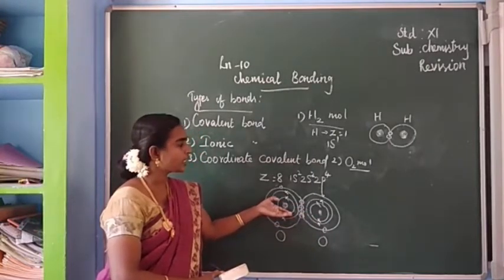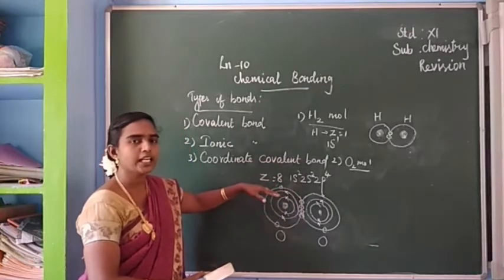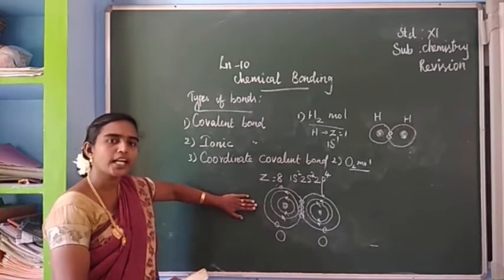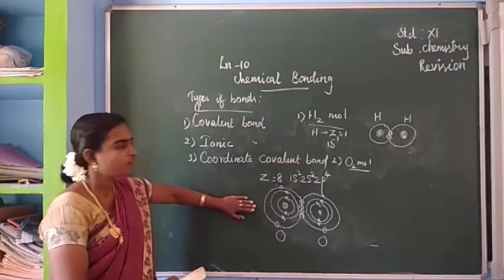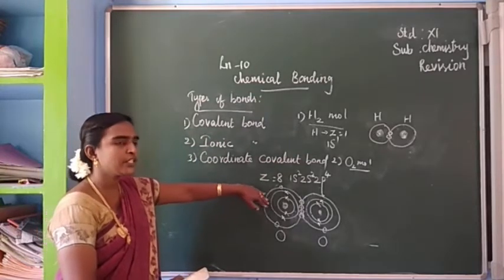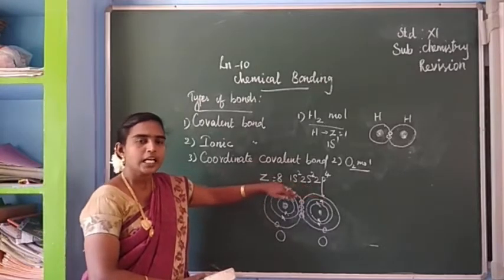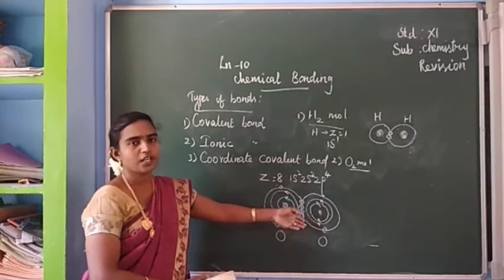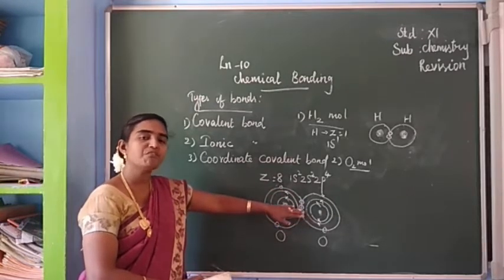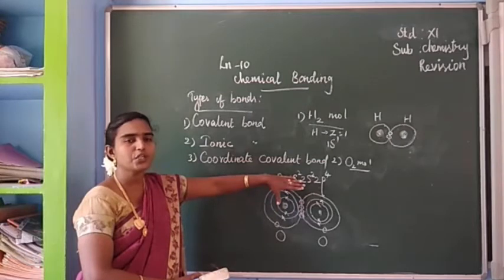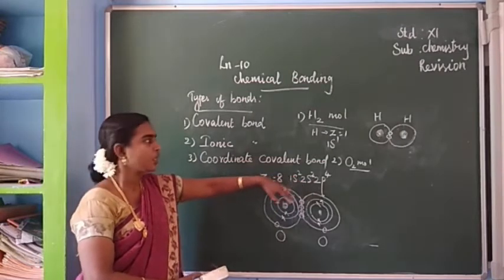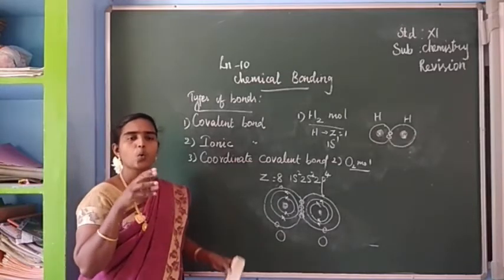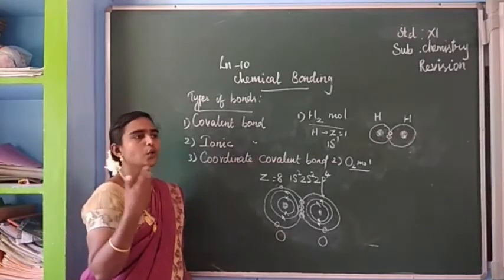Is it clear, students? So in the same way we can represent the covalent bond formation for the nitrogen molecule also. For the nitrogen molecule, between two nitrogen atoms, it has the tendency to share 3 pairs of electrons. That's why it forms a triple bond between two nitrogen atoms. So next we can see how we can represent a covalent bond according to Lewis theory.